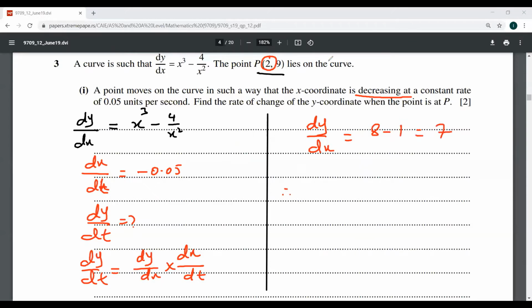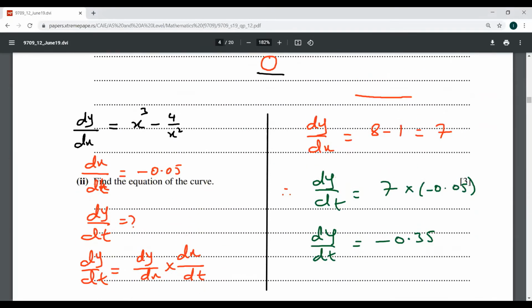So now we have this required dy by dt, the rate of change of y. So that is going to be dy by dx is 7, and this is dx by dt, which is minus 0.05. So this is dy by dt, that is minus 0.35. Okay, so this is a decreasing rate as well. Y is also decreasing at this rate. You can write that like whatever unit per second. Okay, so this was the first part of this question.